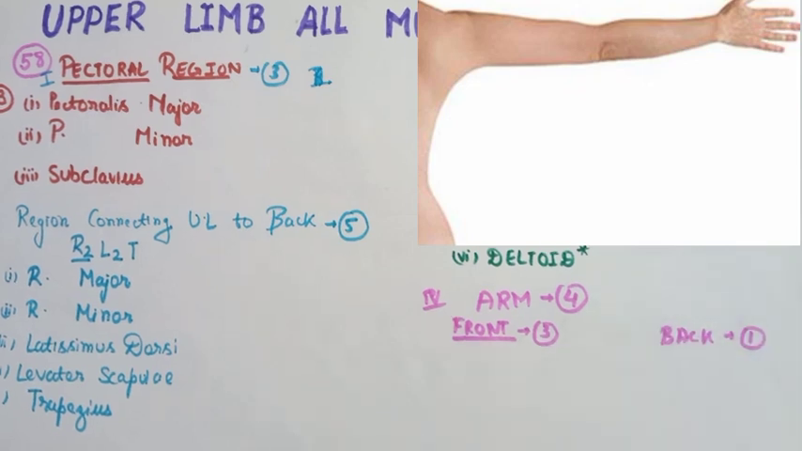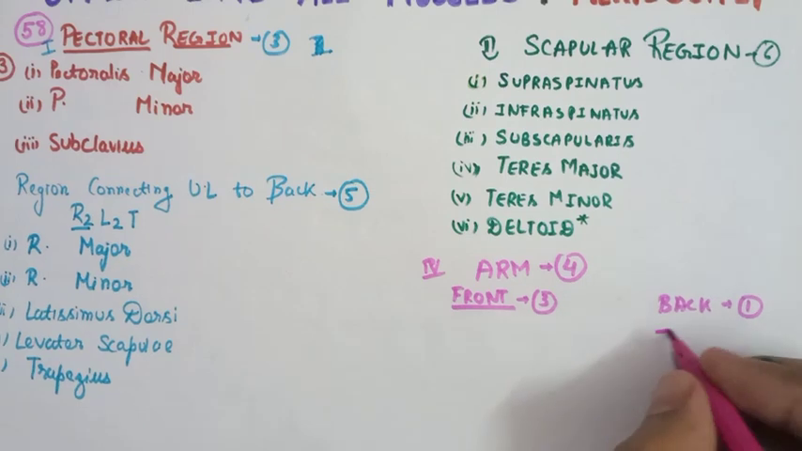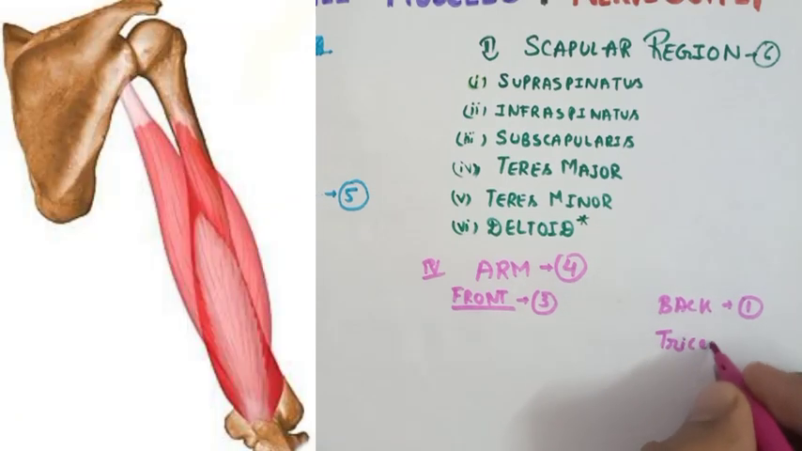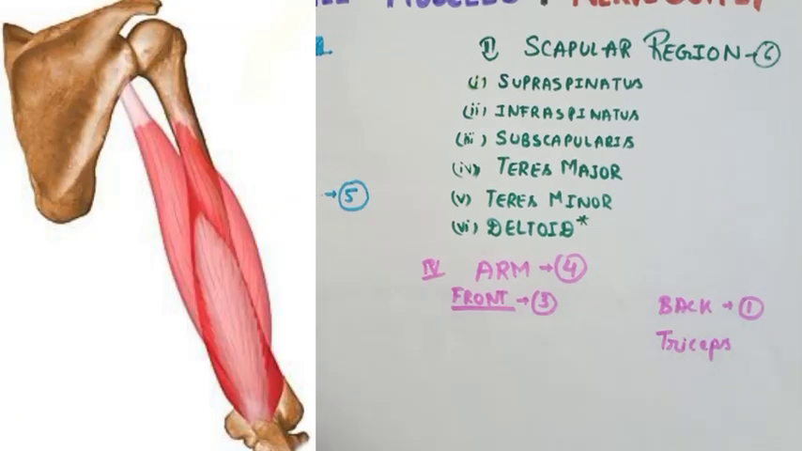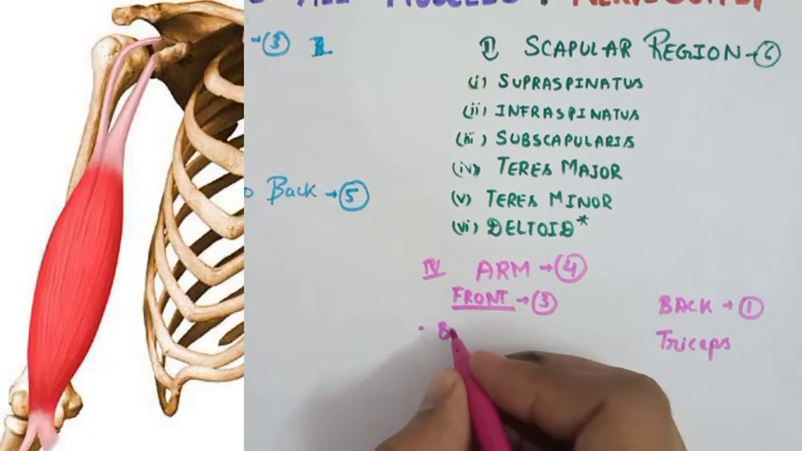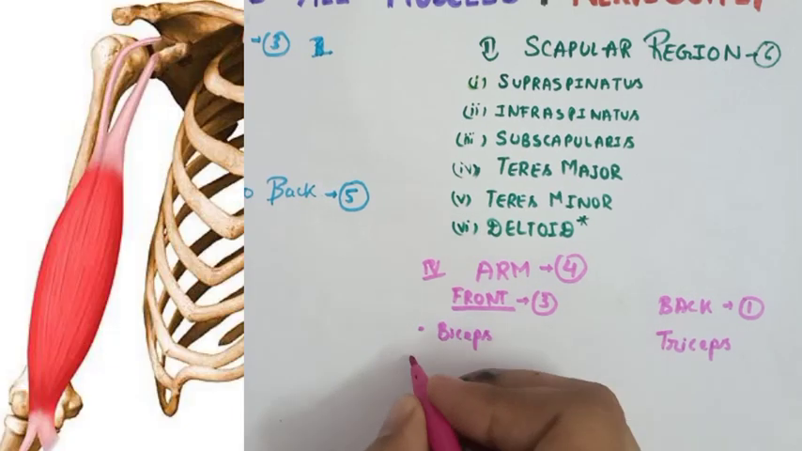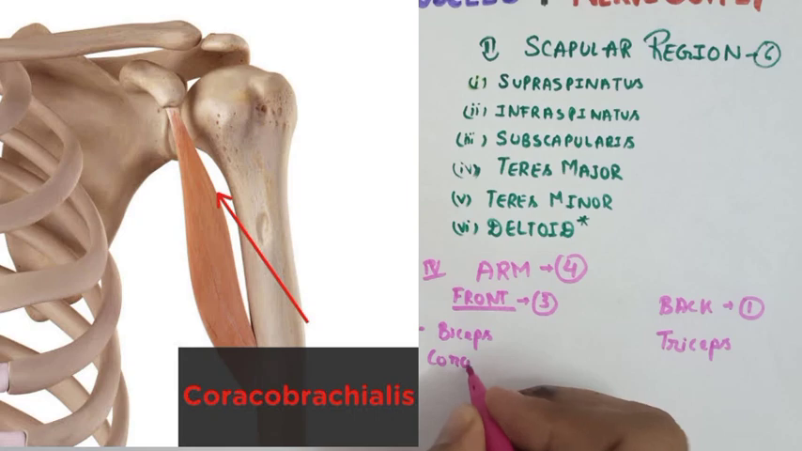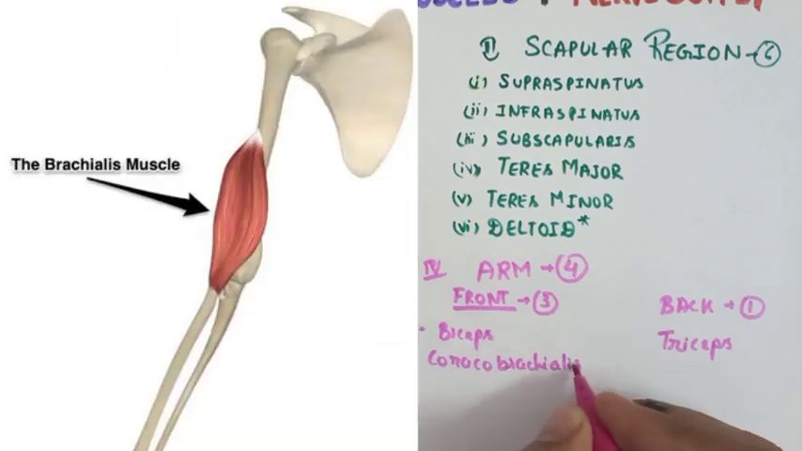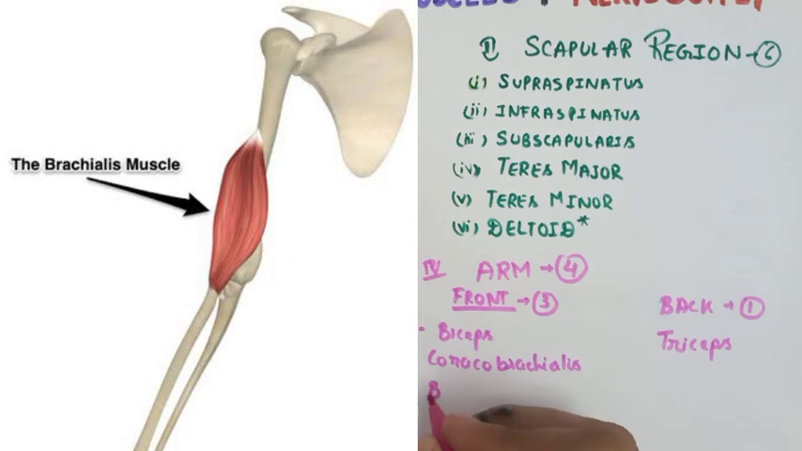The back muscle, one muscle, is the triceps brachii, triceps. Okay, so this is the triceps muscle. In the front we have biceps brachii, we have coracobrachialis, and third is the brachialis.